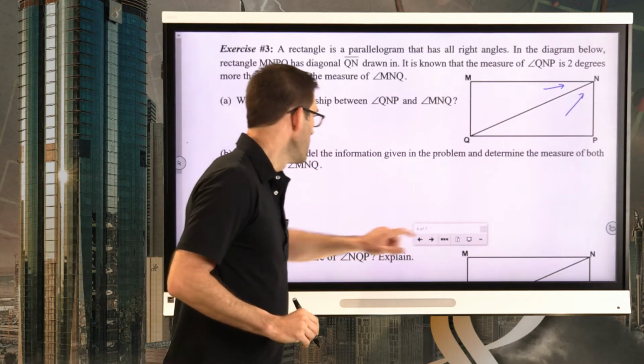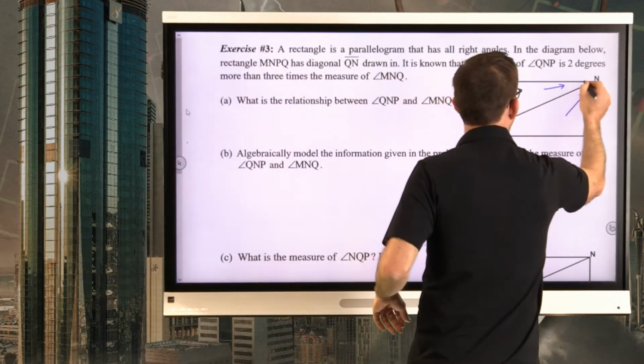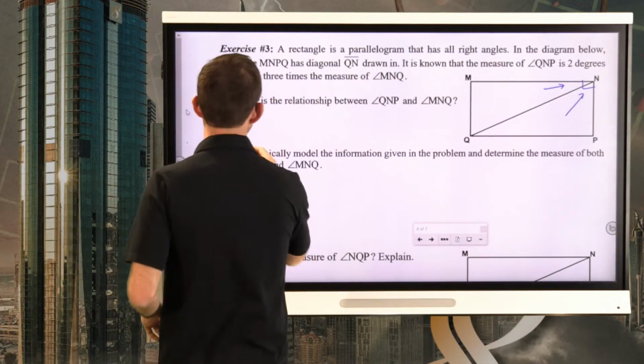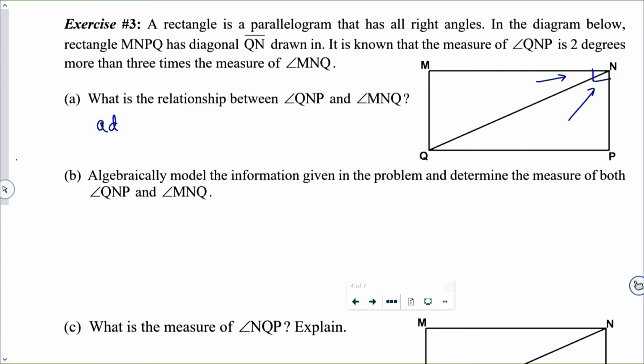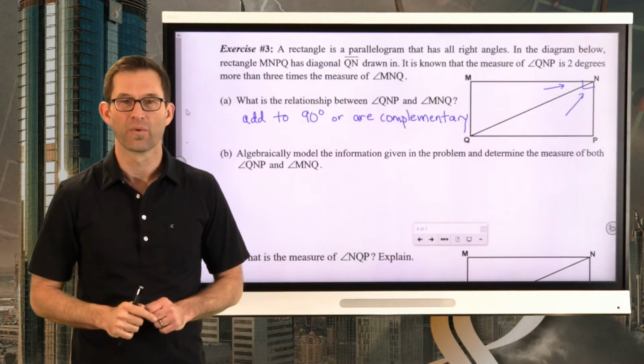Now, because this is a rectangle, what we know is that all the angles inside of it are right angles. And that means that these two angles add to 90 degrees, or the technical term, they are complementary. So they're complementary, or they add up to 90 degrees.